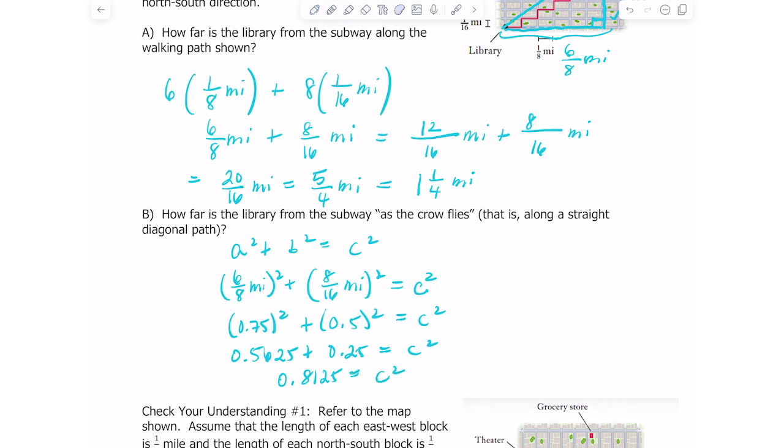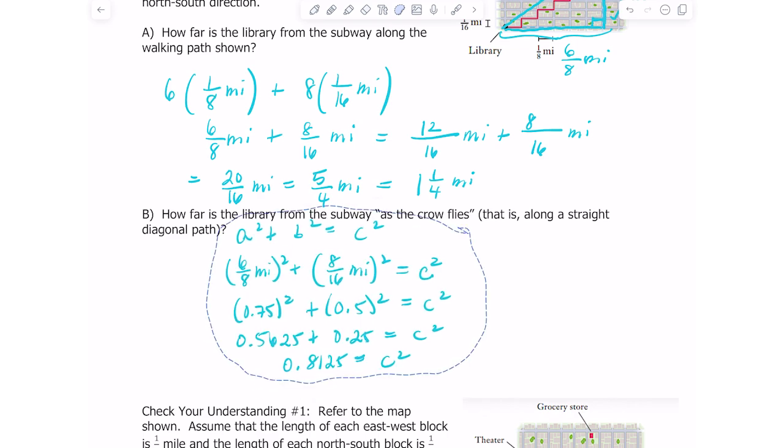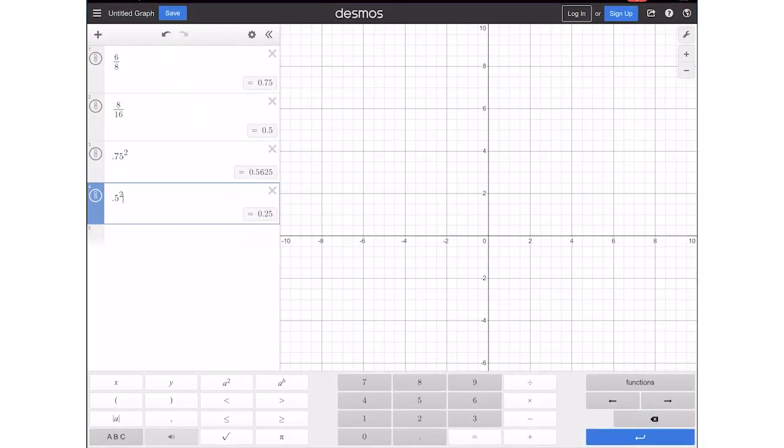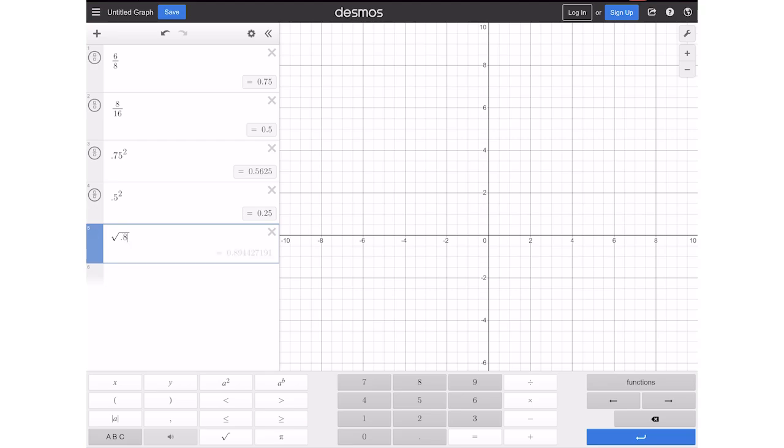Okay, now that's not what I want. I want to figure out c, which is the distance from the library to the subway. So I need to get rid of the squared. To undo a square, I'm going to just take the square root. And the square root of 0.8125 is 0.9014. So about 0.90 or 0.9, which is 9/10 of a mile.